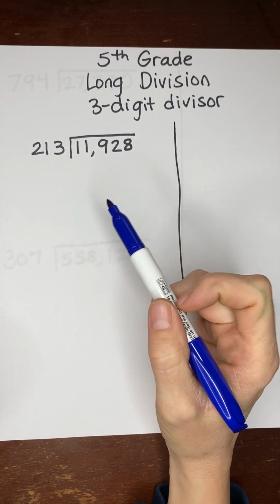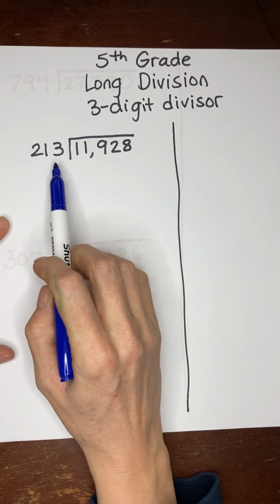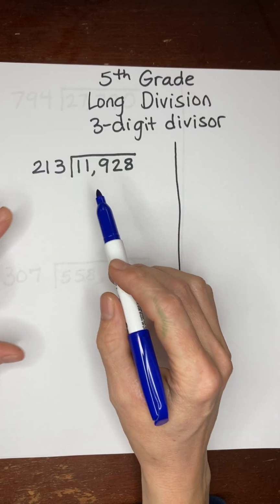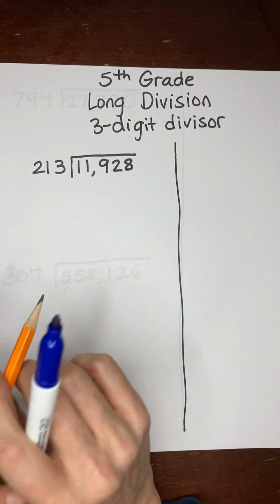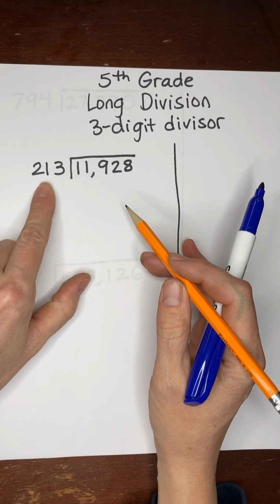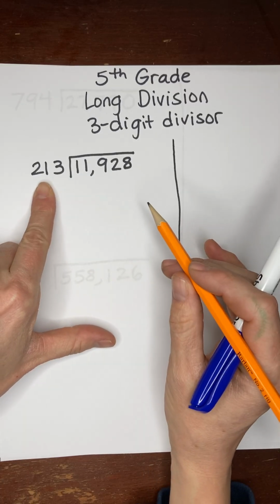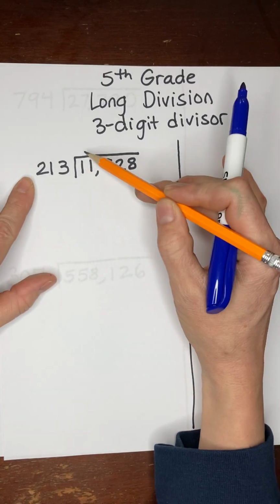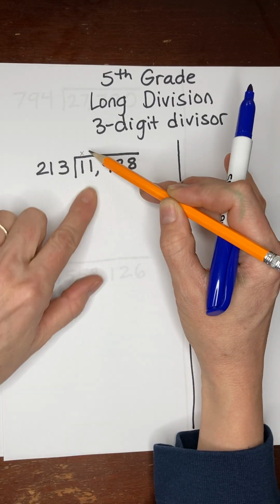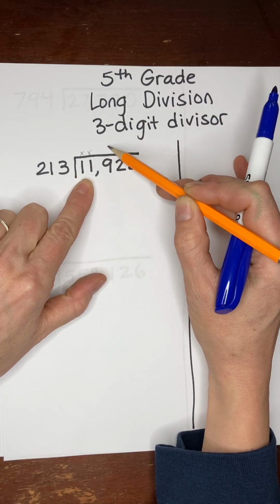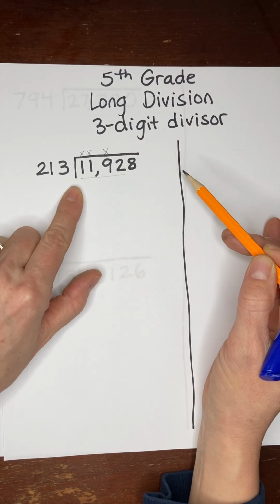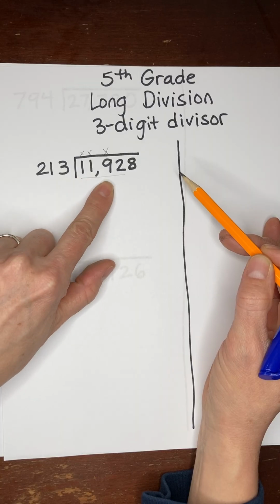Let's look at how we can do long division with a 3-digit divisor. We've got a strategy in our class that will make this process a little bit easier, because I don't know about you, but I don't know my 213's times table. So let's see where we have to start. We cannot go into 1, we cannot go into 11, we can't even go into 119. So the first number we're going to be working with is 213 into 1192.